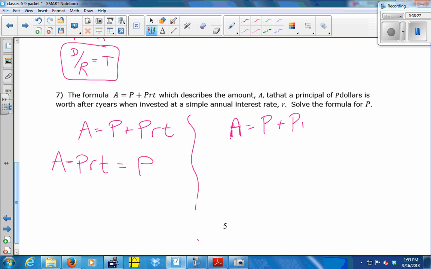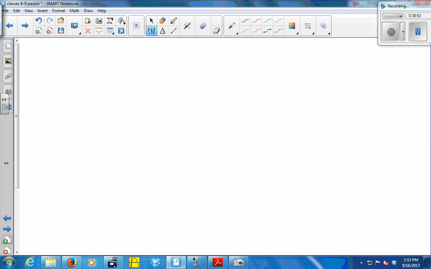P plus PRT. What do you want to do, Katrina? It's a good thought. What if my equation, instead of looking like this, looked like P, and instead of PRT, it looked like 5P? What would you do then? You just add them together, right? You add the coefficients. Okay, go back to this one.